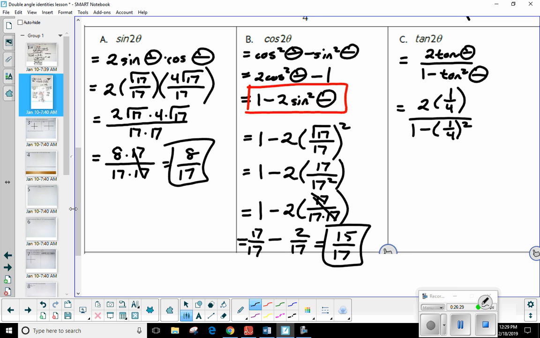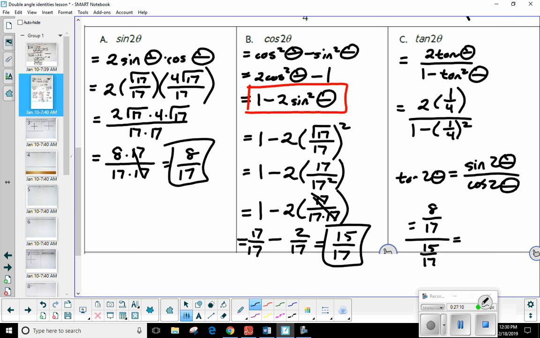On these problems, if you're asked to find all three, sine of 2 theta, cosine of 2 theta, and tangent of 2 theta, you actually don't have to use the formula on the last one if you don't want to. Remember, we said before that tangent of 2 theta is sine of 2 theta over cosine of 2 theta. So you could simply take your answers, divide those, and not have to do any algebra at all. Because what did we get for sine of 2 theta? We got 8 17ths. So I'm going to divide that by cosine of 2 theta, where we got 15 17ths.